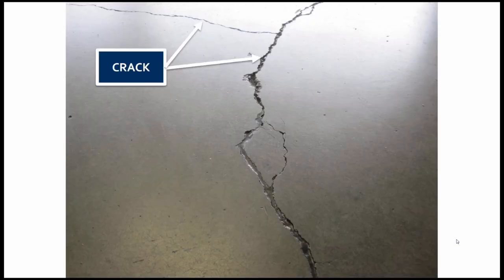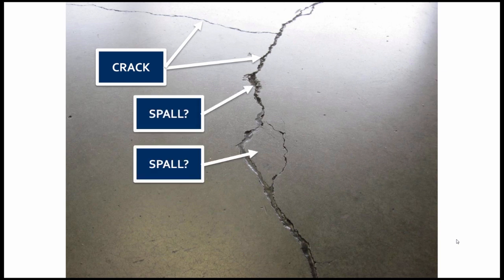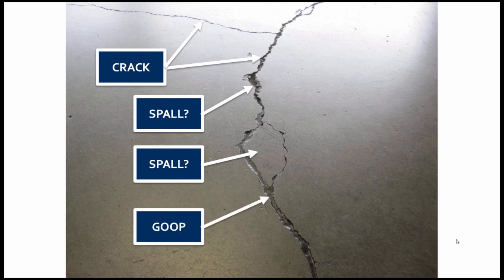Here's another example. We have some cracking. Again, over time, you can see we have some deteriorated locations there where it's turning into spalling, or we have this little island here. I actually don't know if that's going to break off. More than likely, that's connected. Those two cracks are connected, and that's actually a spall or delamination location adjacent to the crack. And of course, we have to have our pointless goop that somebody put in there at some point.